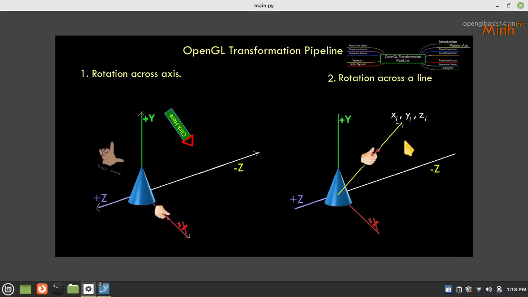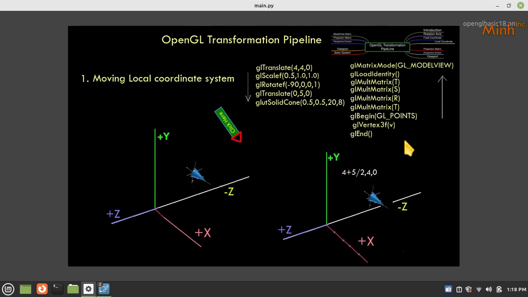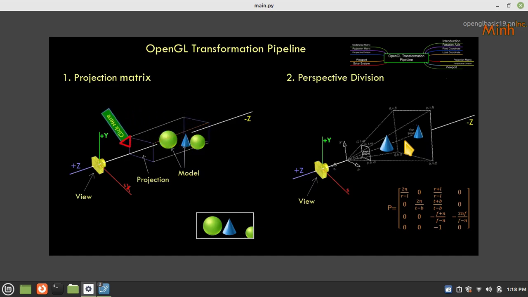Okay, so we'll move now to the projection matrix. In the projection matrix, if I have a model, it must be inside the projection box. So in the projection box, I have three models. One model is on the edge of the projection box. So if I see from the camera, it would look like this. One is clipped there because it is not well inside the projection box.